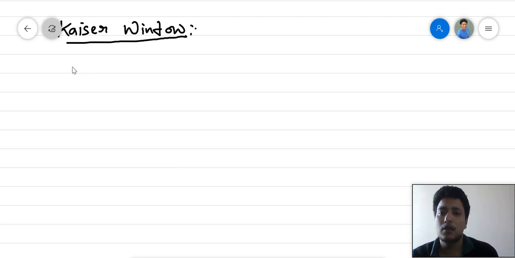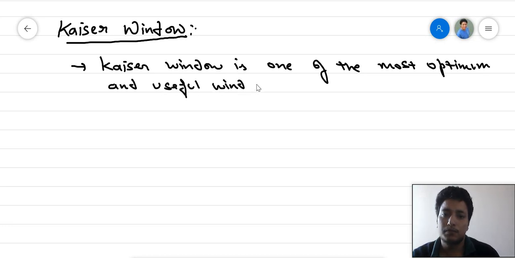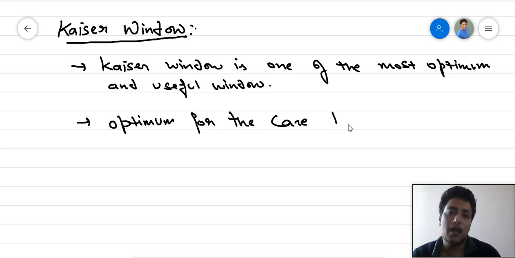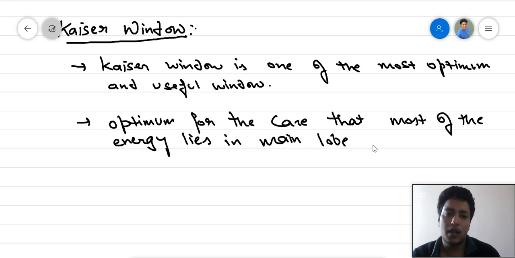So a few properties of the Kaiser window are: the Kaiser window is one of the most optimum and useful windows. It is optimum for the case that most of the energy lies in the main lobe for a given peak side lobe.